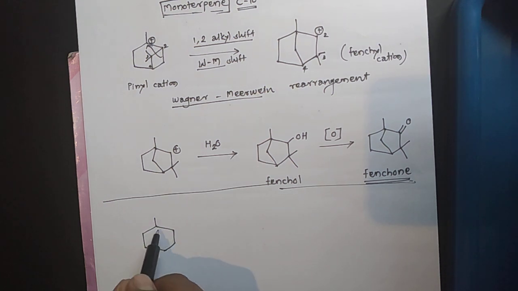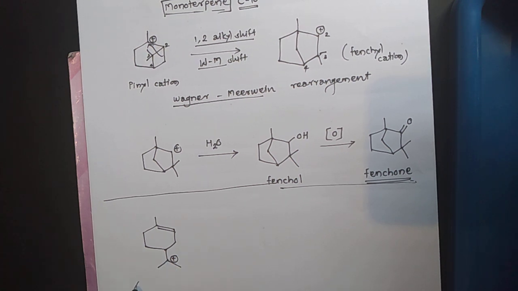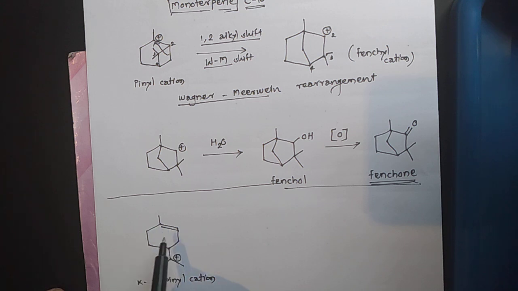Hope you remember, we have drawn it many times. The positive charge will be on this carbon, so it is called the alpha terpenyl cation, because using this alpha terpenyl cation we have prepared so many compounds, like alpha terpenyl, limonene, carine.